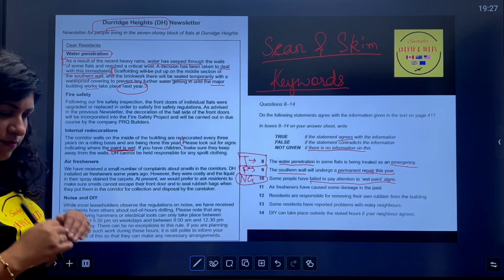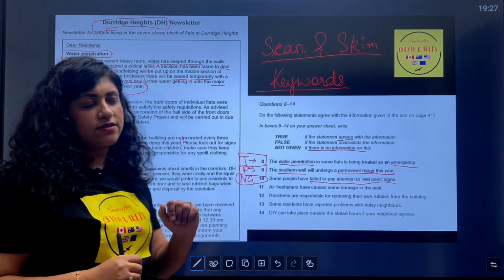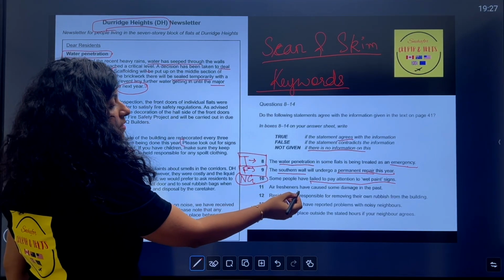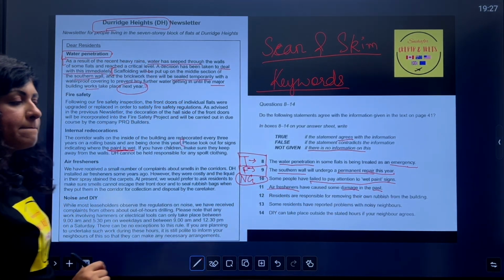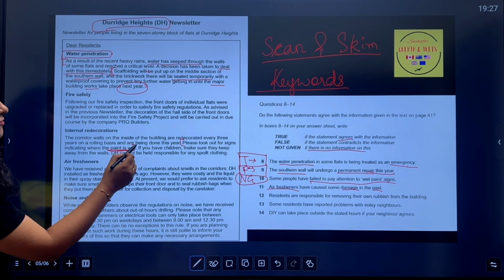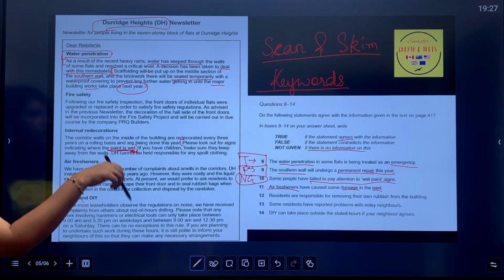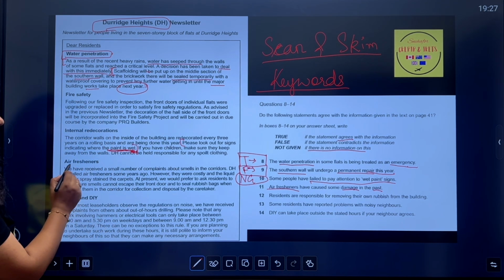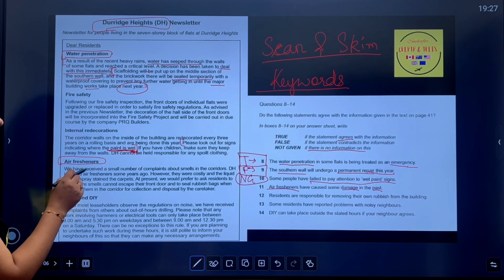Now we come to question number 11. Air fresheners have caused some damage in the past. So now my keywords will be air fresheners, damage, past. Now look at the text again. I know my information for question number 10 was somewhere here. So I am going to read below it, not above it, because I know it follows the order of the text. So air fresheners, this keyword, it's over here. So I start reading from here.